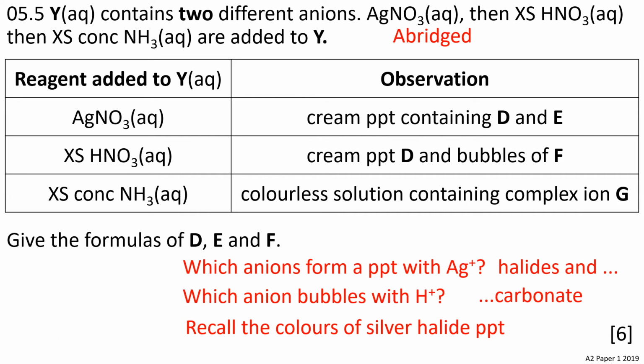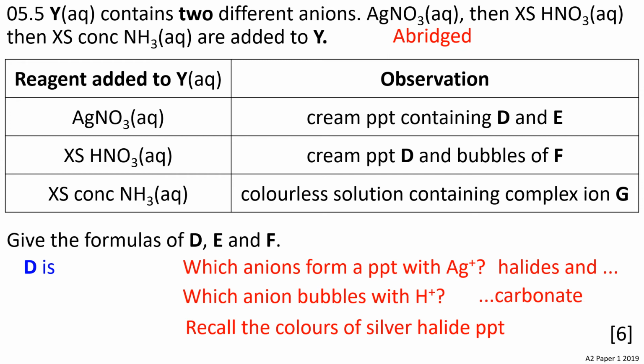The colours of the silver halide precipitates, and there's an extra clue here in the question: white for silver chloride, cream for silver bromide and yellow for silver iodide. And the solubility in aqueous and concentrated ammonia also helps you to deduce more clearly which silver halide precipitate you have. Silver chloride will dissolve in aqueous dilute ammonia. Silver bromide will not, but it will dissolve in concentrated ammonia, and silver iodide will not dissolve in concentrated ammonia solution.